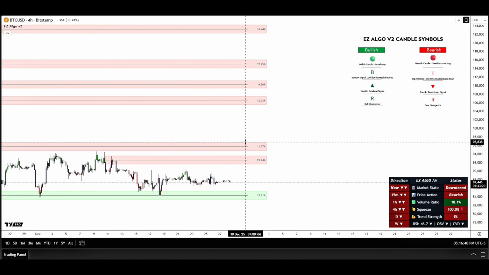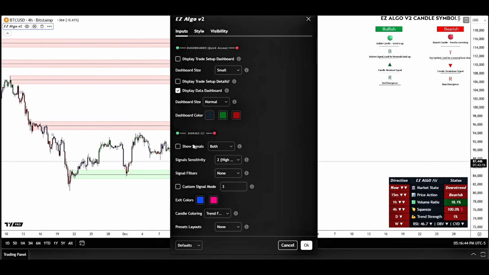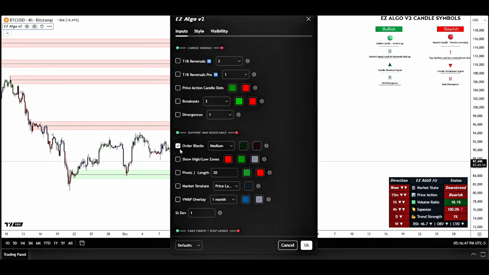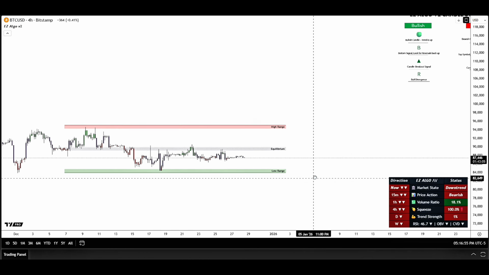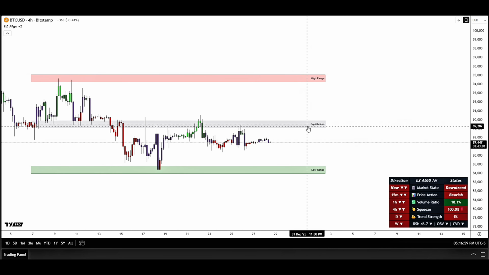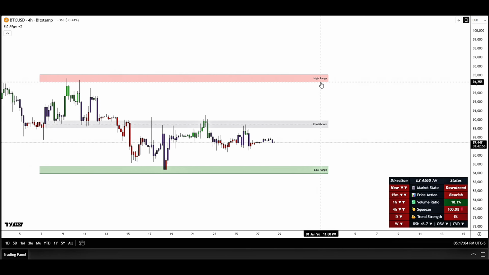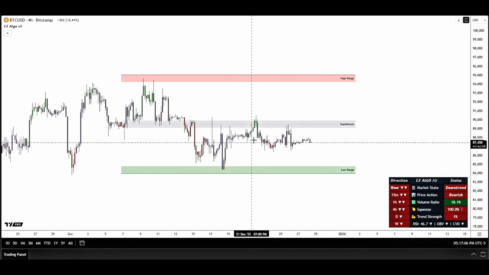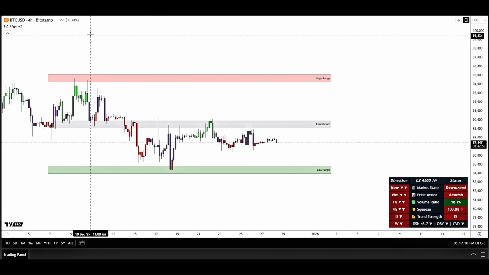But as for just mapping out our zones or our ranges, this is pretty solid by itself. So next, we have our show high and low zones, and that just does it all for you. It basically gives you a trading range where price is currently in. We have our equilibrium, which is the mid zone for price. We have our low range and we have our high range for price. As you can see, price has just been chopping up and down in between here.